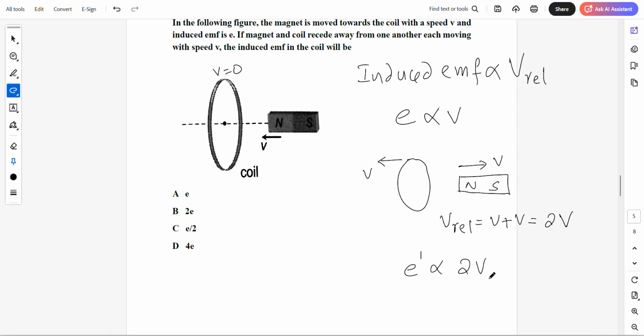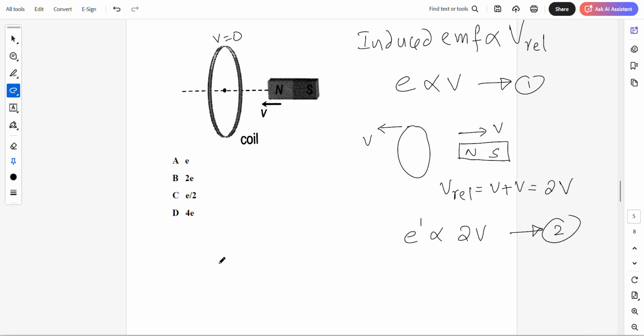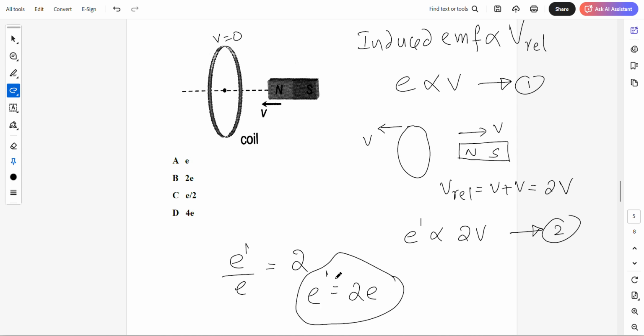Now we are supposed to calculate what the induced EMF in the coil will be. Take this as 1 and this as 2. Just divide: E dash by E, you are going to get 2. That is, E dash is equal to 2E. Directly you can write, E dash is equal to 2E is the right answer.